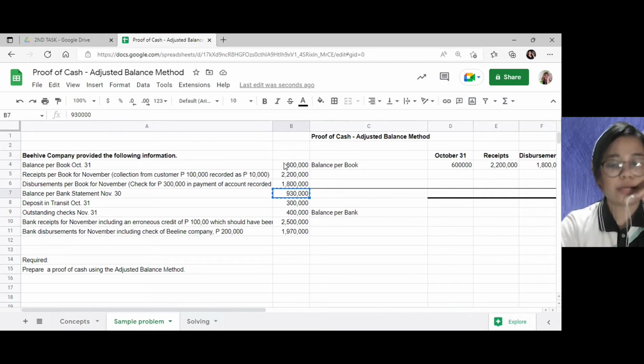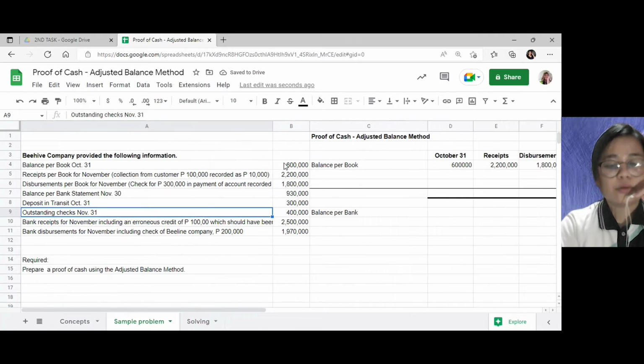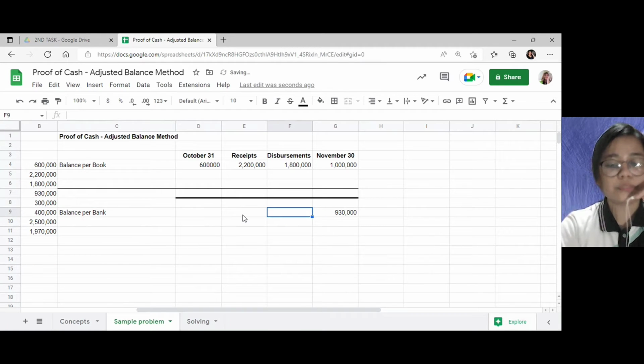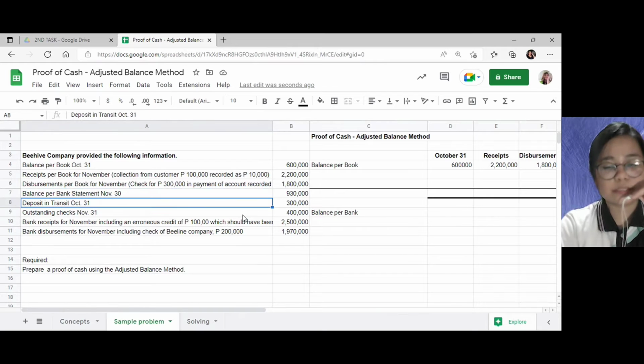So before we analyze the book reconciling items, let us plot first the balance per bank. Here we are given the balance per bank statement on November 30 at the amount of 930,000, and we are also given the bank receipts. Our bank receipts for November is 2,500,000.